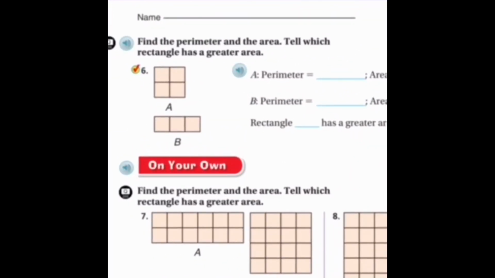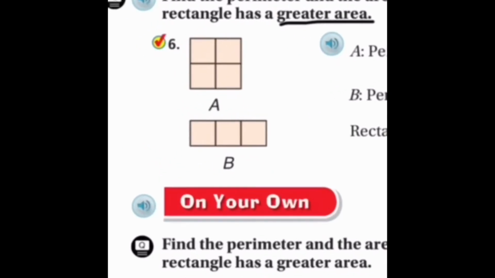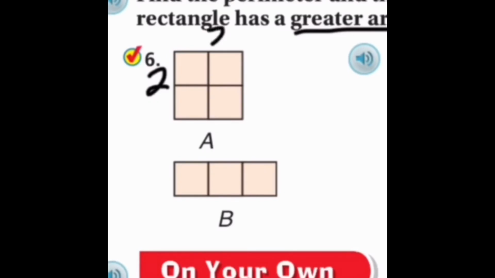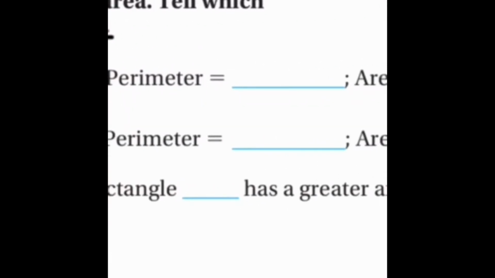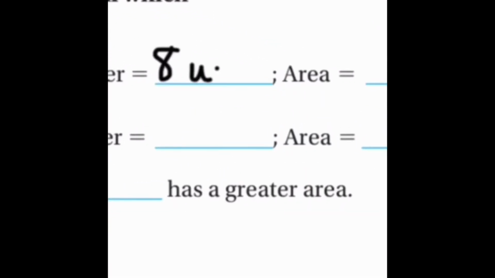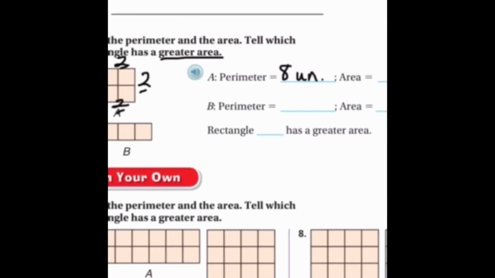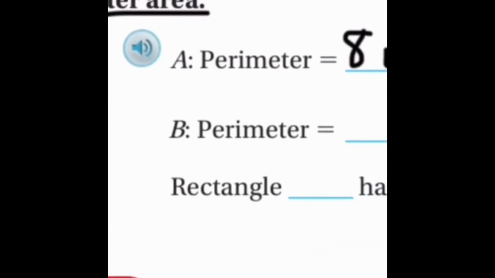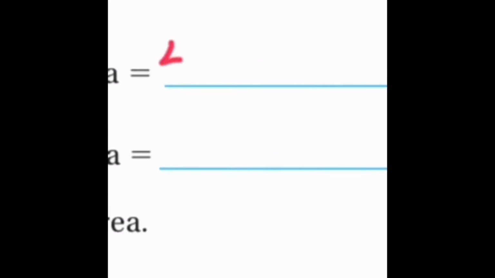Find the perimeter and area. Tell which rectangle has a greater area. So A, side lengths of 2 and 2 and 2 and 2. So the perimeter is 2 plus 2 is 4, plus 4 more has a perimeter of 8. And I think that's just units. Yes, 8 units. I'm going to abbreviate or I'll run out of space. And then my area, I multiply 2 times 2, and that equals 4. So the area is 4 square units.